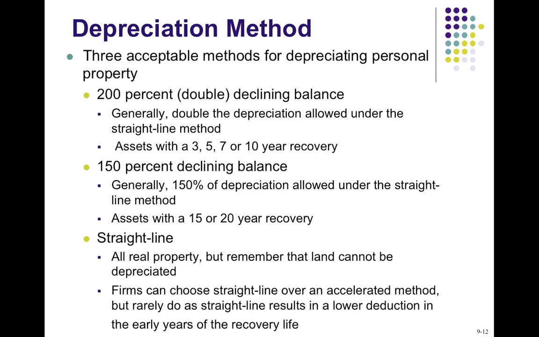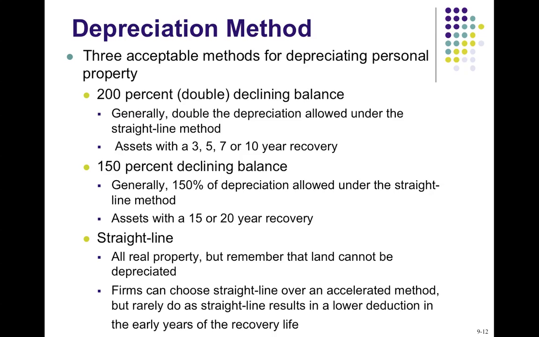There's also a 150% declining balance method. Generally speaking, this is 1.5 times what you would get under the straight line method, and we're going to use this method for assets with a recovery period of 15 or 20 years. And finally, we have straight line depreciation. This is very similar to what you do in financial accounting. We're going to use straight line depreciation for all real property, except remember that we can never depreciate land.